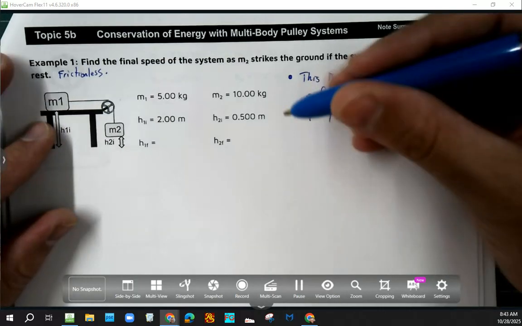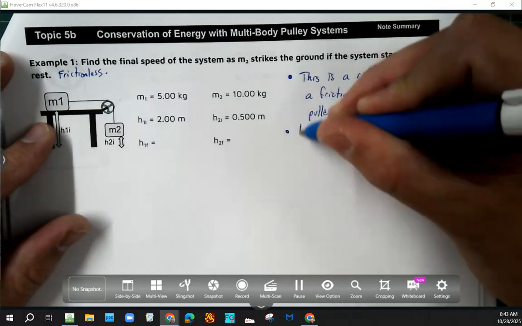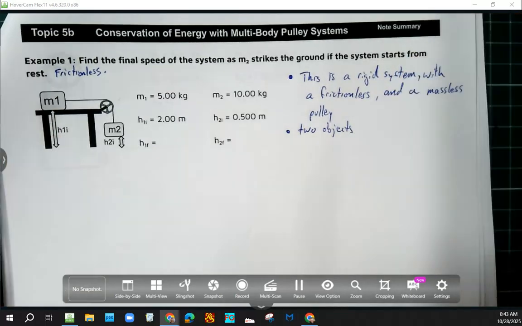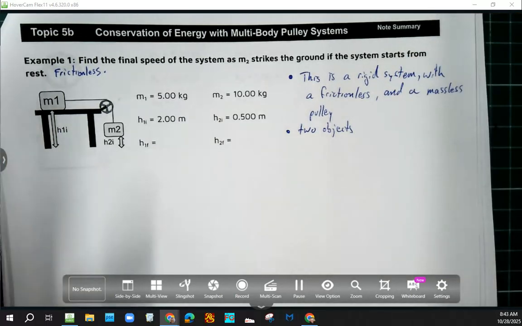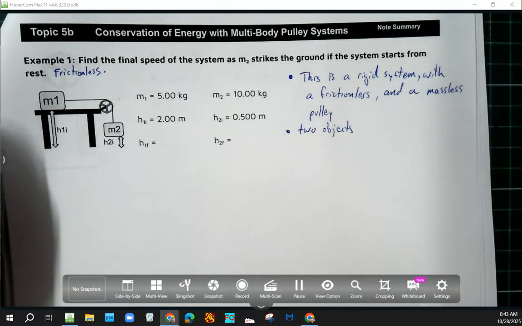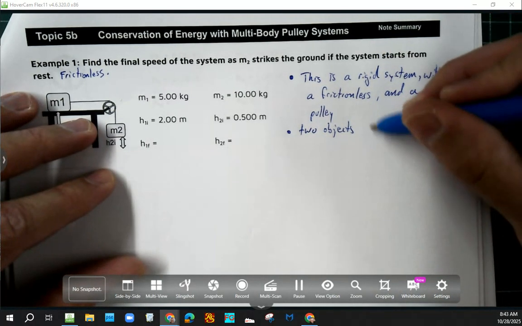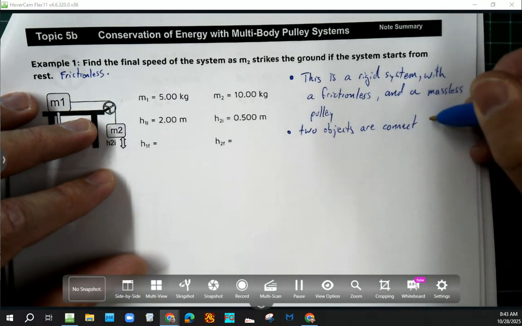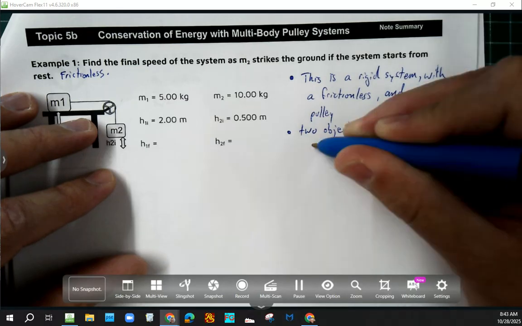We're also going to say that it's not a massless system, it's a massless pulley, and it's a massless rope. Two objects are connected by a massless rope.